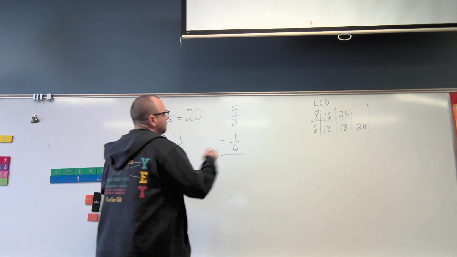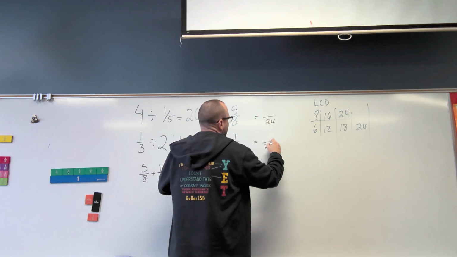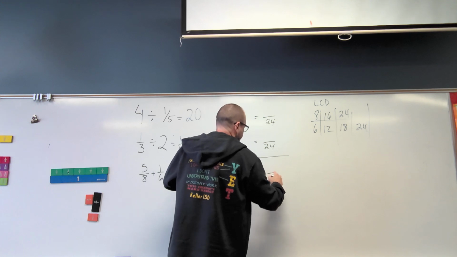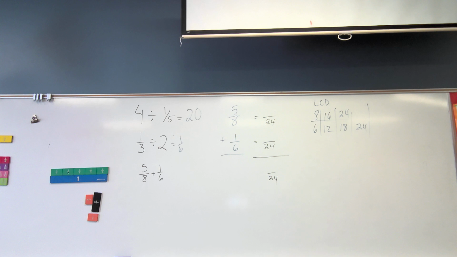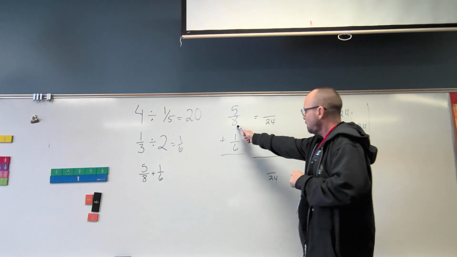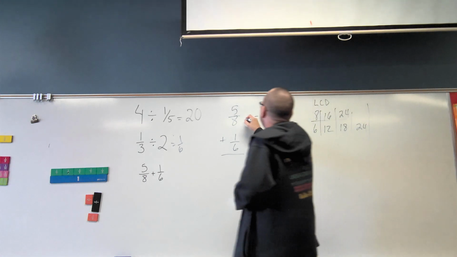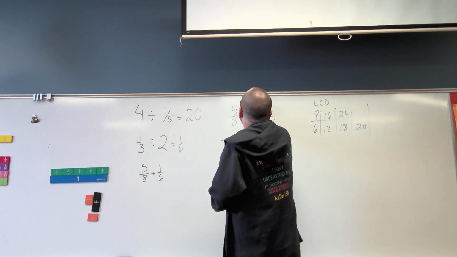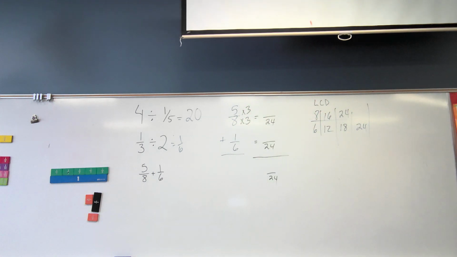So we change both of these fractions without changing the value so that they have a denominator of 24. But we don't want to change the value, so whatever we multiply, we have to multiply both numerator and denominator by that. What do we multiply 8 by to get 24? 3. If I multiply my denominator by 3, I must also multiply my numerator by 3. And 5 times 3 is 15.